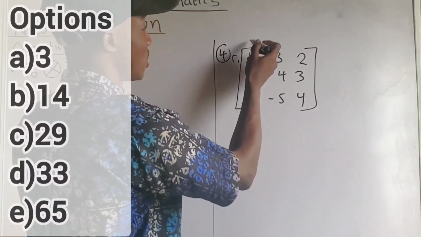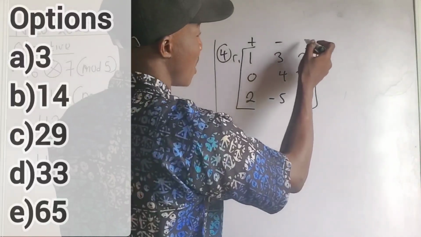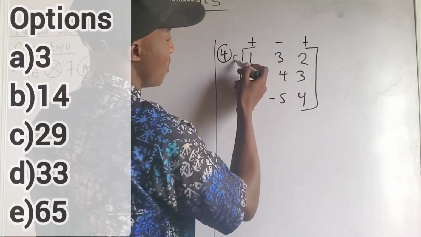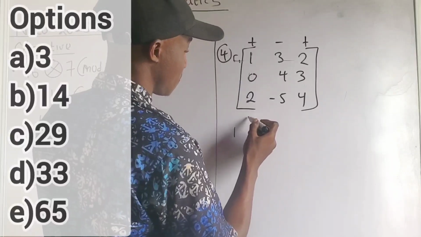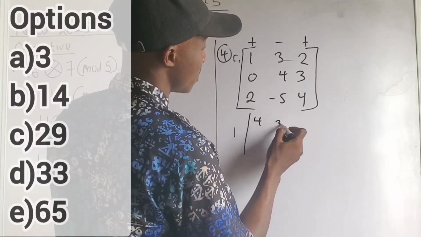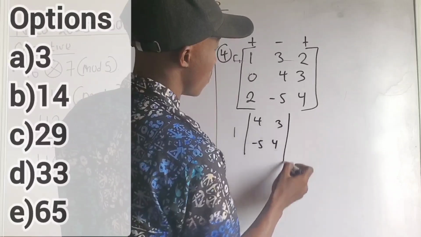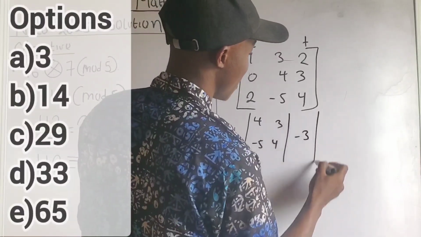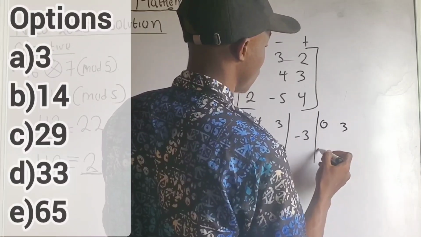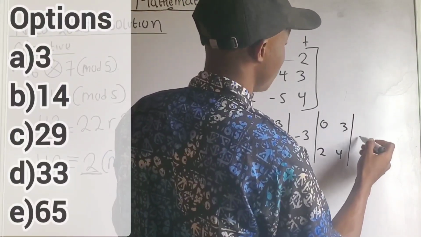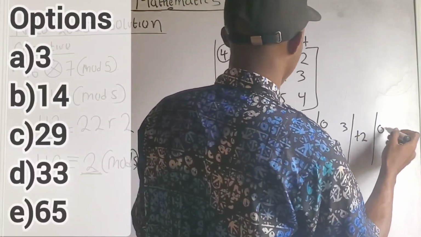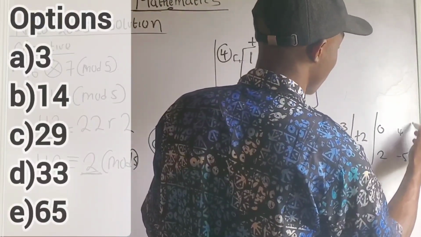So for this, just place the signs: plus, minus, plus. So for this, I'm going to have 1 multiplied by the determinant of 4, 3, negative 5 and 4, minus 3 multiplied by the determinant of 0, 3, 2 and 4, then plus 2 multiplied by the determinant of 0, 4, 2 and negative 5.